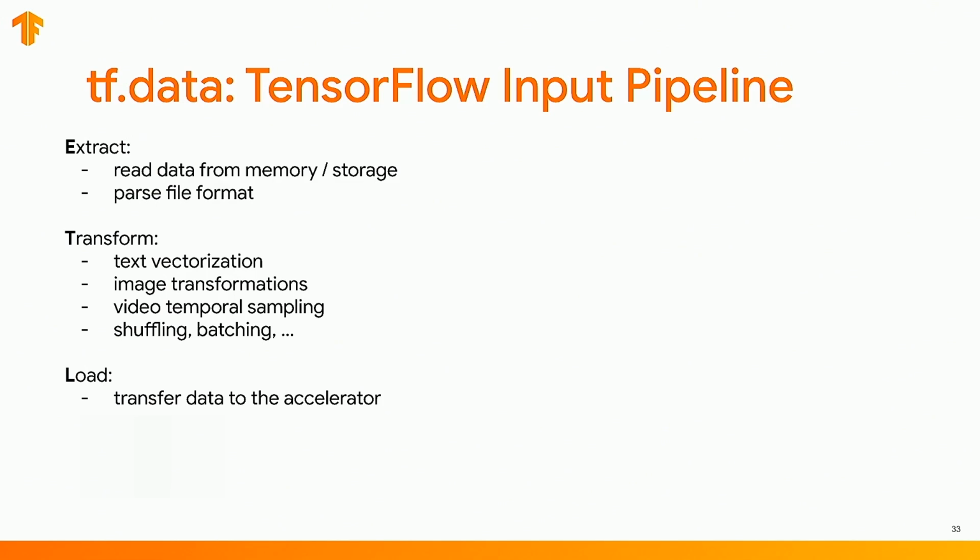The second stage is the transform stage, which is where you take the input file data and transform it into a form that's amenable to your ML computation. This could be image transformations specific to your ML task, or they could be generic transformations like shuffling or batching that apply to a lot of ML tasks. Once you've transformed this data, you can then load it into your accelerator for your training.